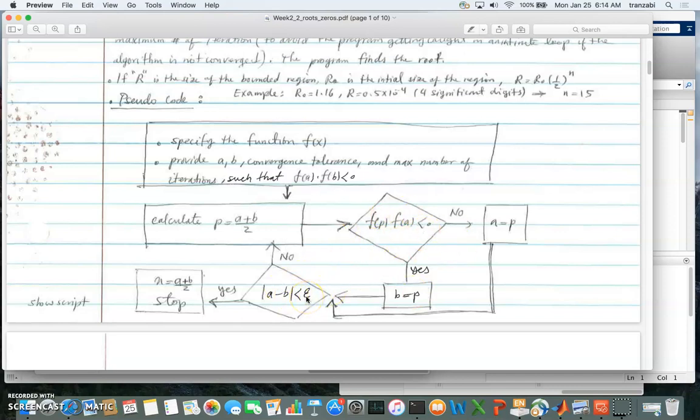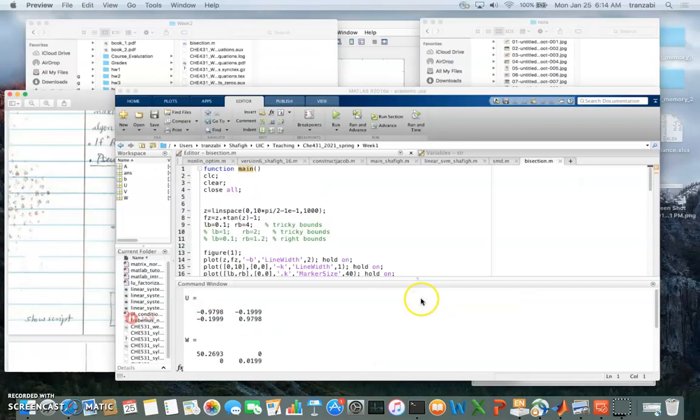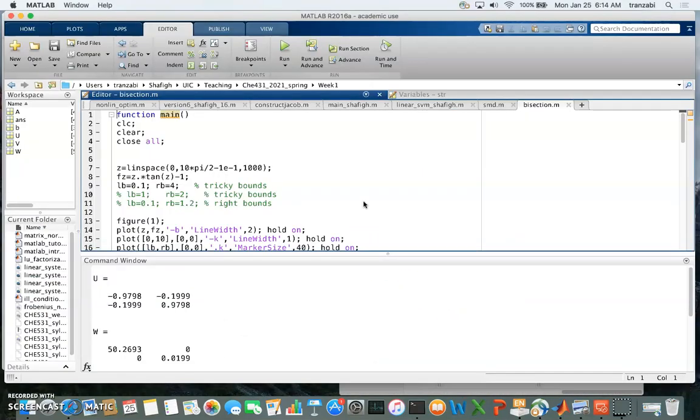So let me show you the pseudocode, or maybe the code, to write the bisection and find the root of a function. So here's the code for bisection. And let's say I have a function z tan z minus 1. I want to find the root of it using bisection. Okay, so stay tuned for the next video on finding the root using bisection.